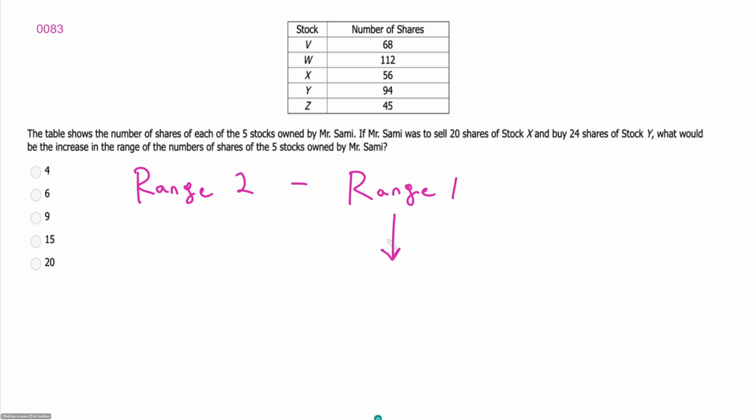So range is just your largest minus your smallest value. So that should be 112 minus 45. So what is that? So 67.